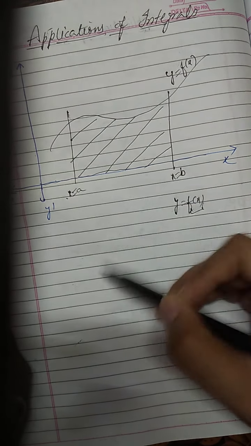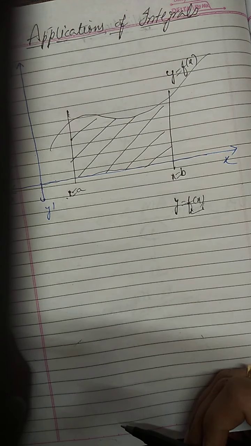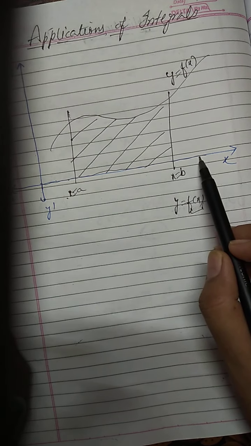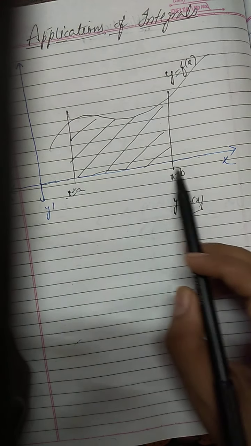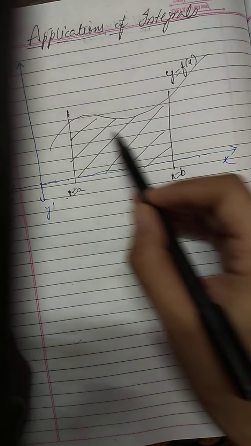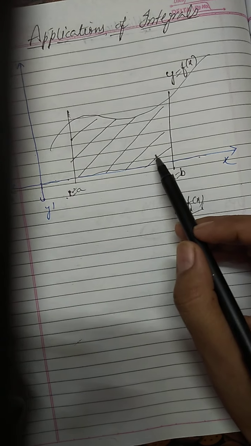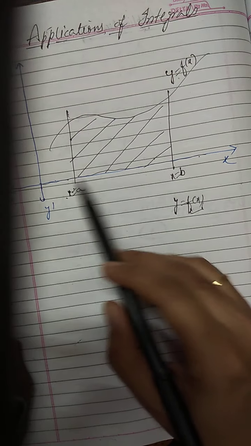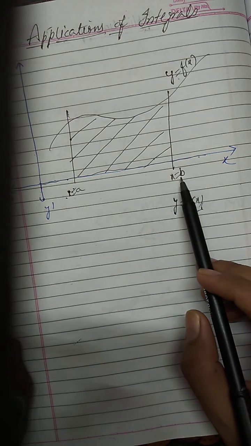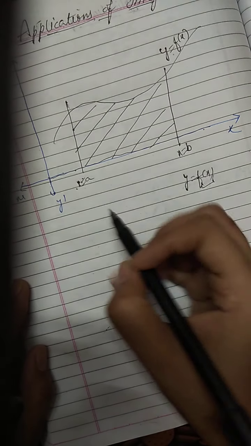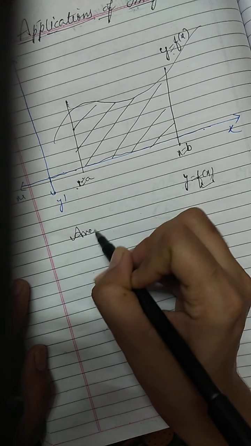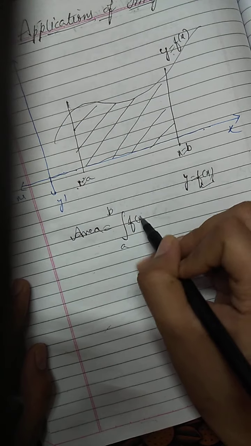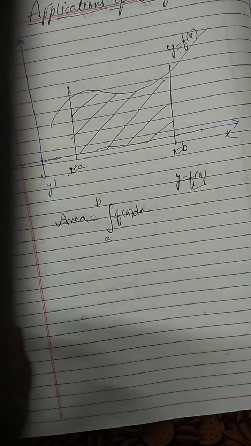If you notice, I have not shaded the whole region below the x-axis, I have just shaded the region bounded by the x-axis and the ordinates x equals a and x equals b. So if I want to find this region, that is, the area bounded by this given curve and the two lines x equals a and x equals b, then this area is actually integral a to b f(x) dx only.